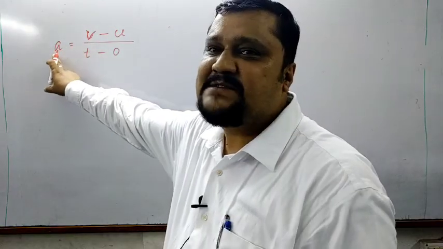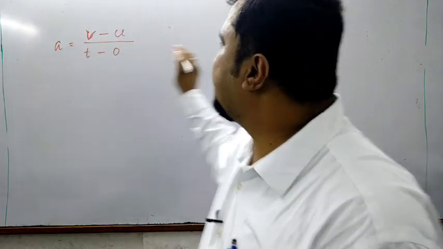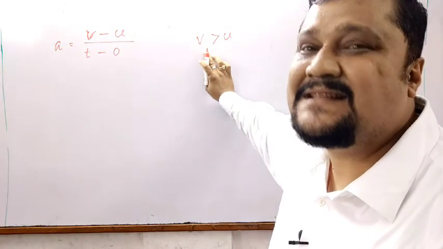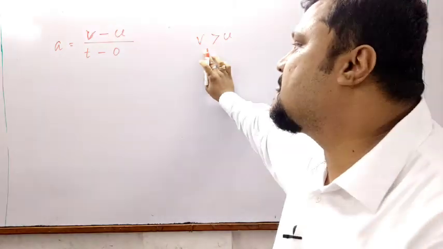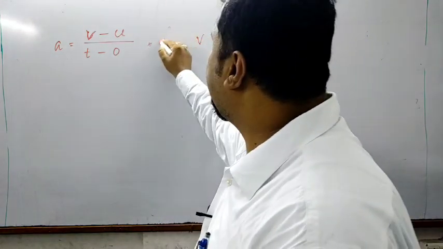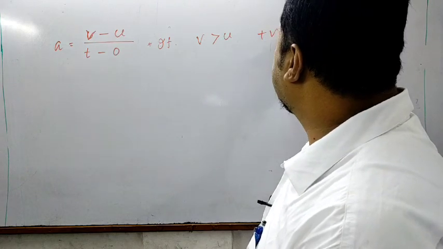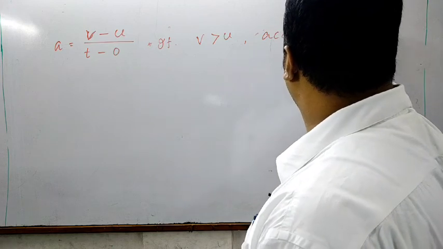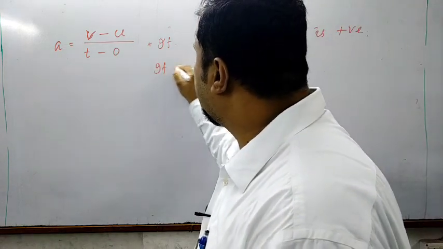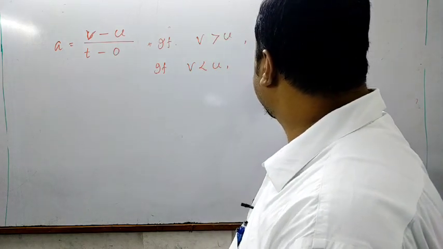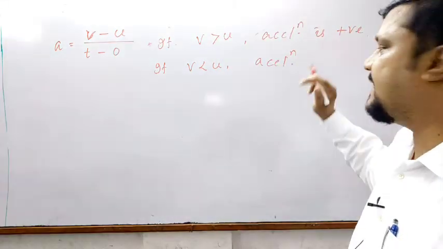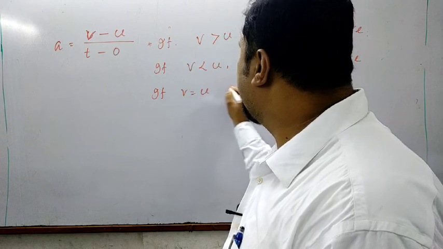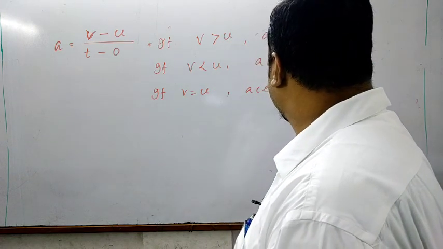Now you see here, when a is positive, v is greater than u. Initially whatever its velocity is, the final velocity must be greater than that, then the acceleration is positive, isn't it? Right. So if v is greater than u, acceleration is positive. If v is less than u, acceleration is negative. If v is equal to u, acceleration is 0.